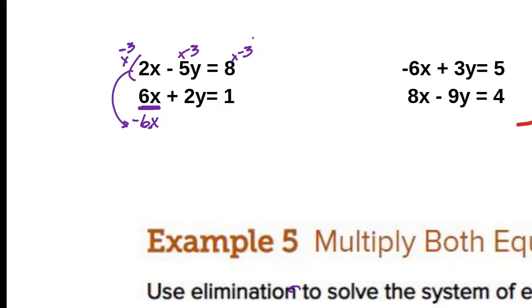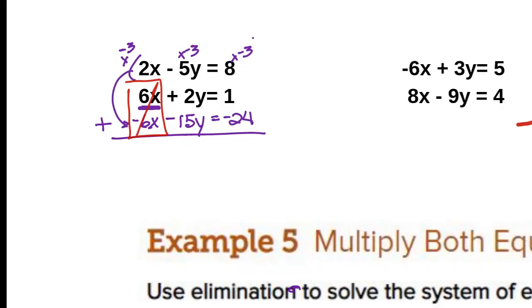So, negative 5 times 3 is negative 15y. And 8 times negative 3 is negative 24. We are always adding them together because you want those opposites to be eliminated. So box up your opposites, cross them out, and now let's add the stuff that we have left.